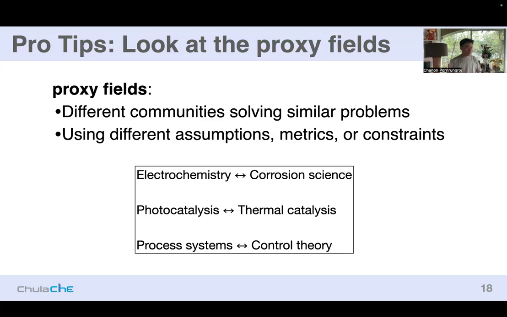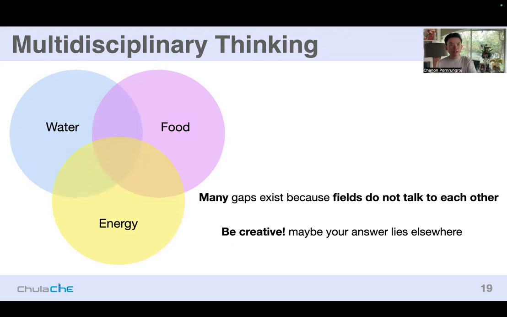But actually, a lot of those questions or a lot of that work might have already been done in a field that is nearby, right? Like in electrochemistry, we often have a problem with catalyst degradation. But if you look at catalyst degradation in corrosion science, in metallurgy, for example, they already studied it a long time ago. So yeah, the proxy field is quite an interesting place to look.